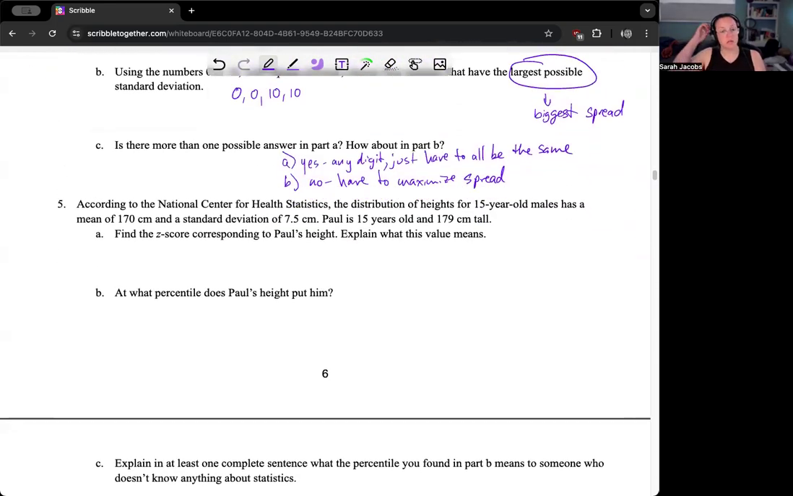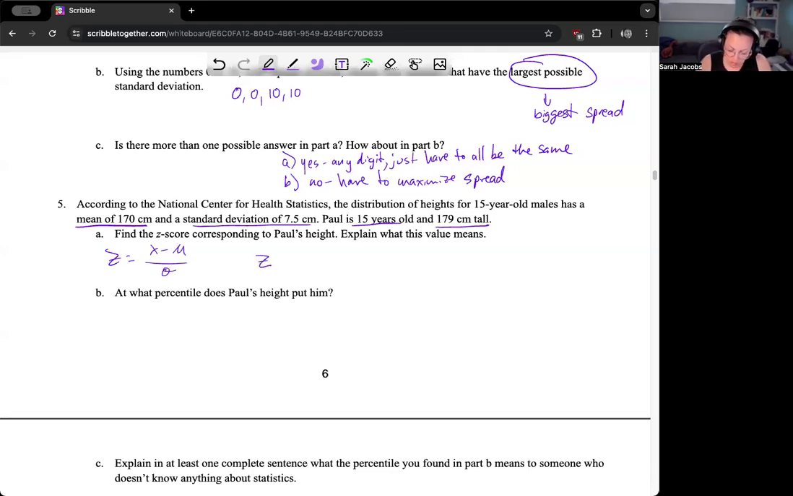Onward. According to the National Center for Health Statistics, the distribution of heights for 15-year-old males has a mean of 170 centimeters and a standard deviation of 7.5 centimeters. Paul is 15 years old and 179 centimeters tall. Part A, find the z-score corresponding to Paul's height. Okay, so the z-score is actual minus mean over standard deviation.